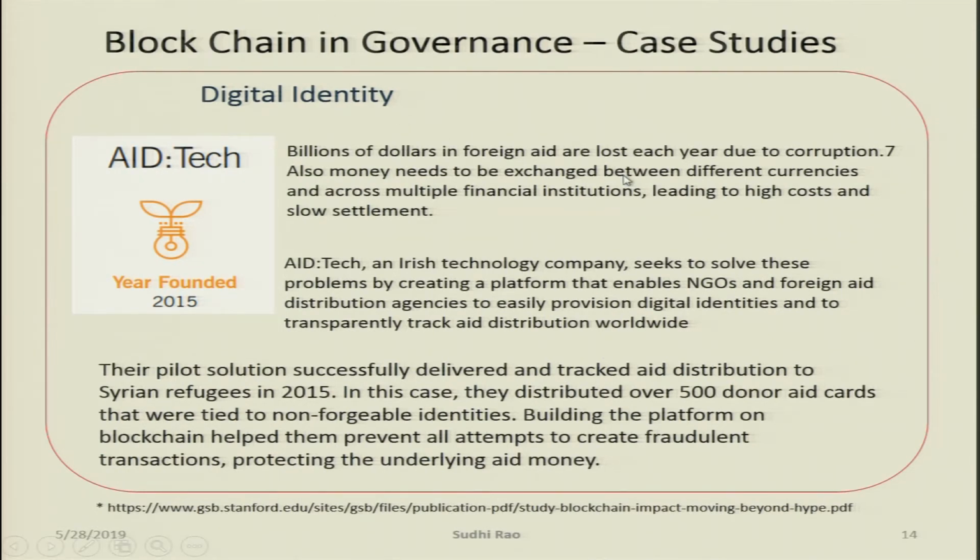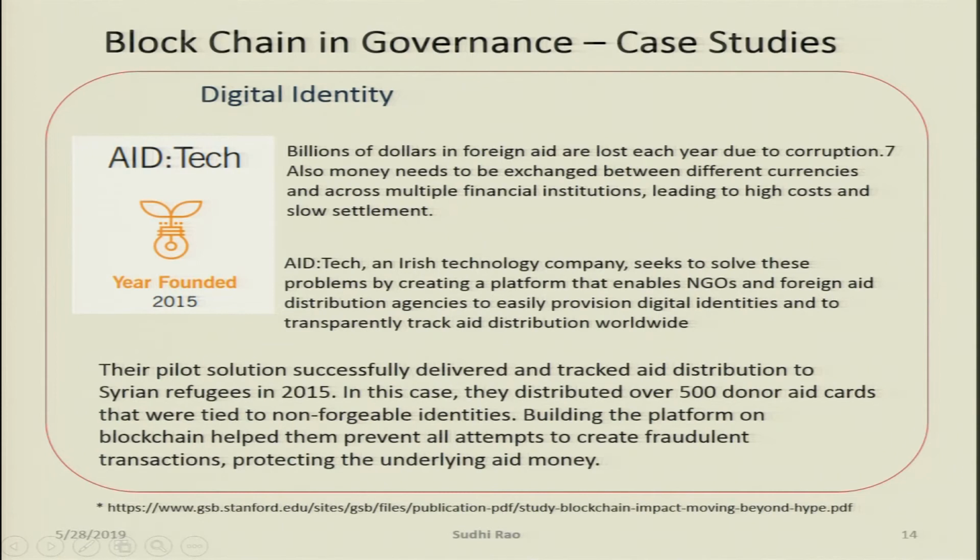Also, secondly, money needs to be exchanged between different currencies and across multiple financial institutions, leading to high cost and slow settlement. And it is not as simple as some agency sitting in the US just giving dollars to some educational institution in India or an educational institution in Africa. They have to submit it to their bank, it has to get approved, it has to get submitted to India where government has to approve around the FAIR Act and so many other acts, and then it has to get deposited to the bank locally, then get distributed to the particular educational institution. It also has to go through a lot of foreign exchange conversion. There is significant cost and time required for settlement.